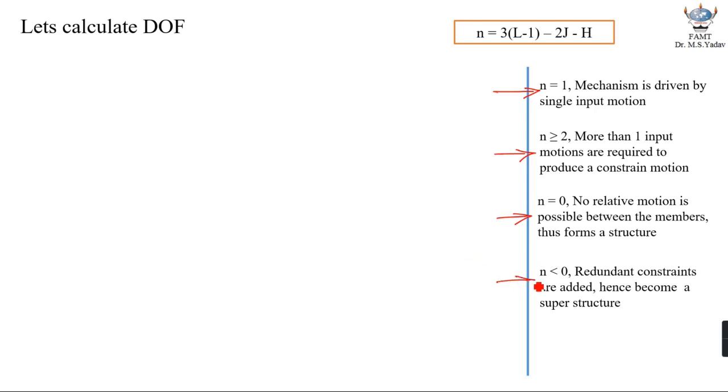And if n is less than 0, meaning minus 1, minus 2, something like that, then redundant constraints are added and hence it becomes a structure. Now this redundant stands for unnecessary, the constraints which are not required. So unnecessary constraints are added in the chain and thus it becomes a superstructure. So these interpretations should be written right at the end of every problem on degrees of freedom.